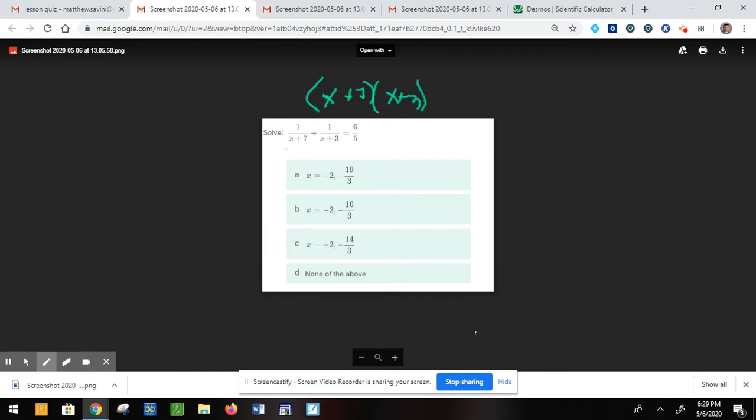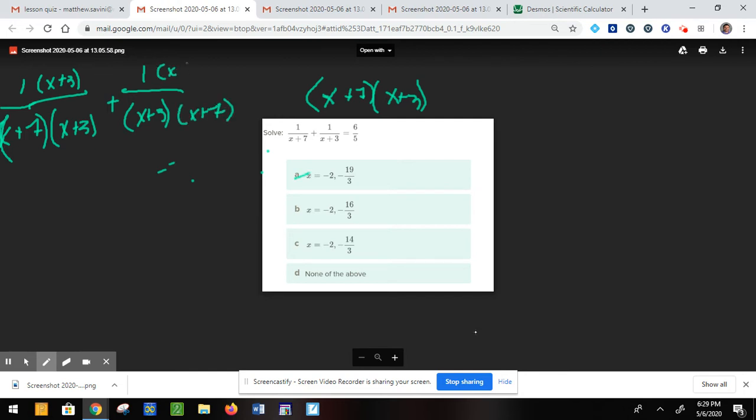When you look at the first fraction, 1 over x plus 7, in order to make the denominator the common denominator, you got to multiply it by x plus 3. So that means multiply the numerator by x plus 3. And then same thing with the other fraction. It's 1 over x plus 3. In order to make that the common denominator, you got to multiply the denominator by x plus 7. So you do it to the numerator as well.